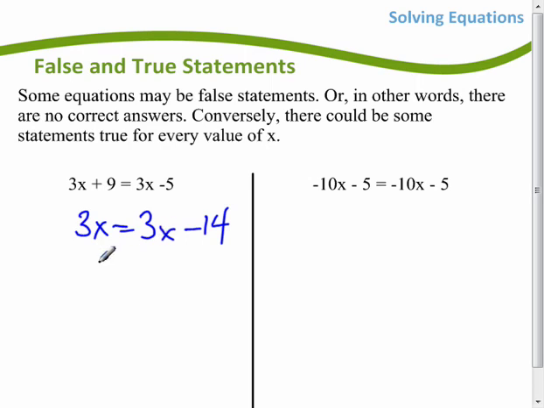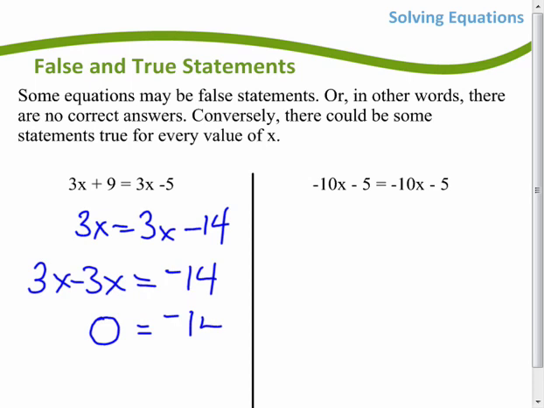I'm going to move the 3x over to this side, so I'll subtract 3x on both sides. So I'll have 3x minus 3x is equal to negative 14. 3x minus 3x is 0. Hold on, that's a little funny. 0 is equal to negative 14. I'm getting into some territory I might not have seen before.